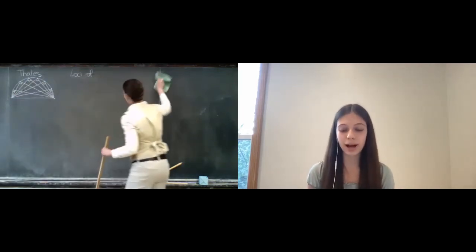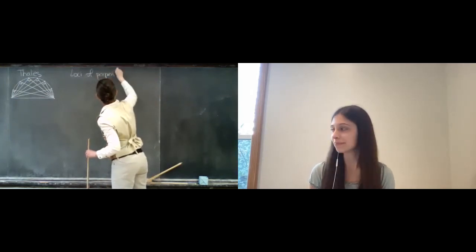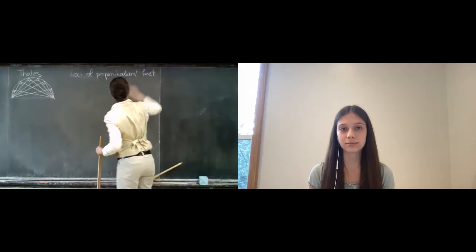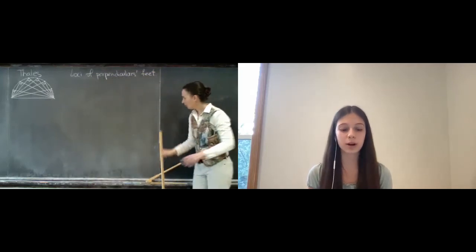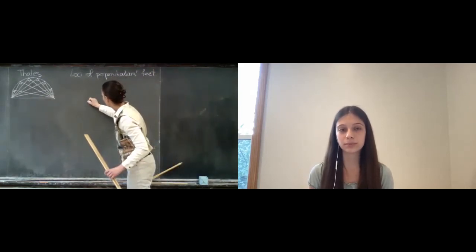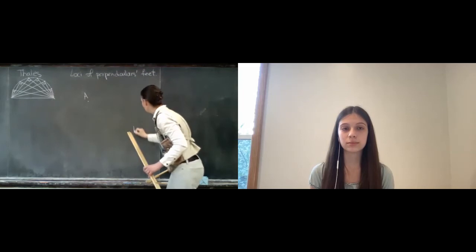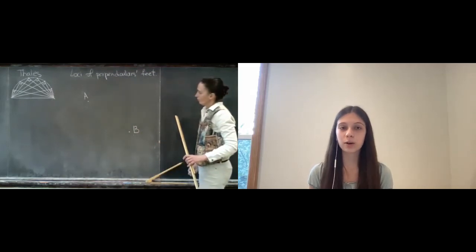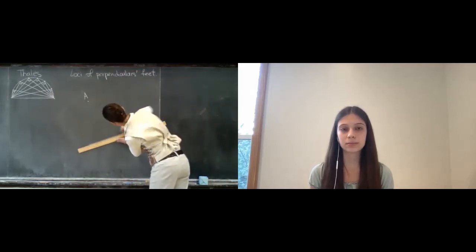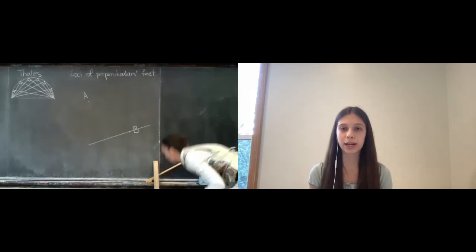So the problem I solved is called loci of perpendicular feet. And the first thing I did to solve this problem was draw two points, which I called point A and point B. Next, I drew a random line through point B. And a line perpendicular to it that passes through point A.